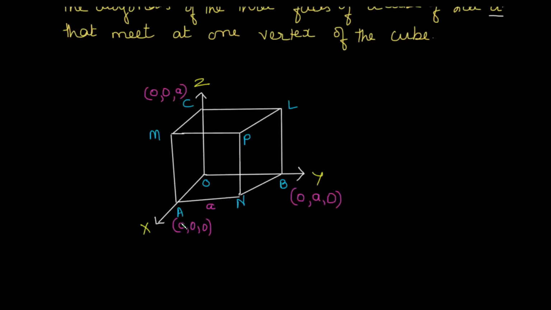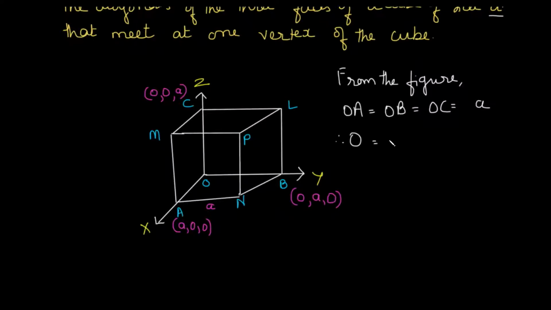So, as you can see over here, OA lies along the positive x-axis. So, the coordinates of A are A, 0, 0. O is the origin. So, let me write the coordinates here, from the figure and from the given data also, keep it in your mind. We have the lengths of OA, OB and OC as A, as they have given to us. Therefore, O being the origin, the coordinates of O are 0, 0, 0.